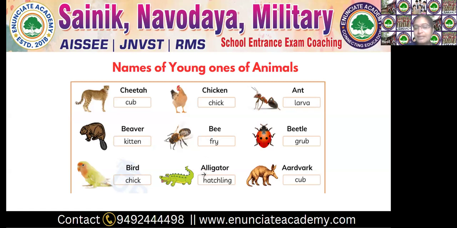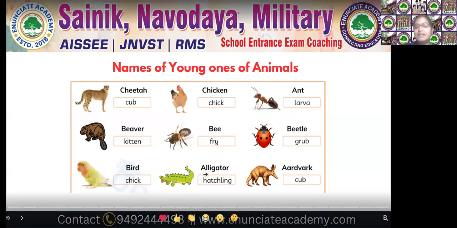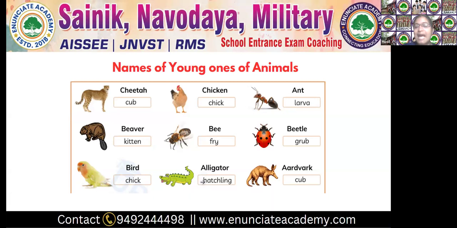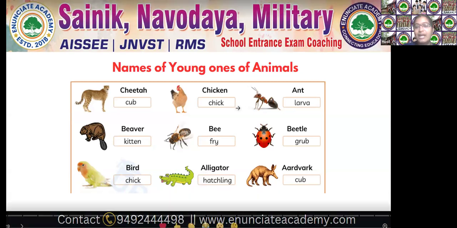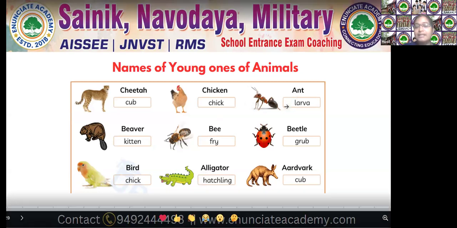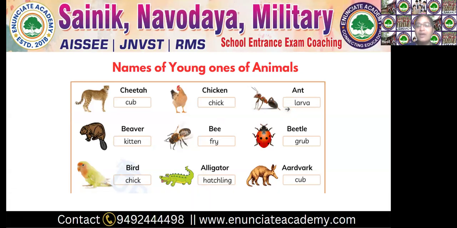And then the animal is alligator. This is alligator, children. The young one of alligator is hatchling. The young one of ant is larva. And the young one of beetle is grub.